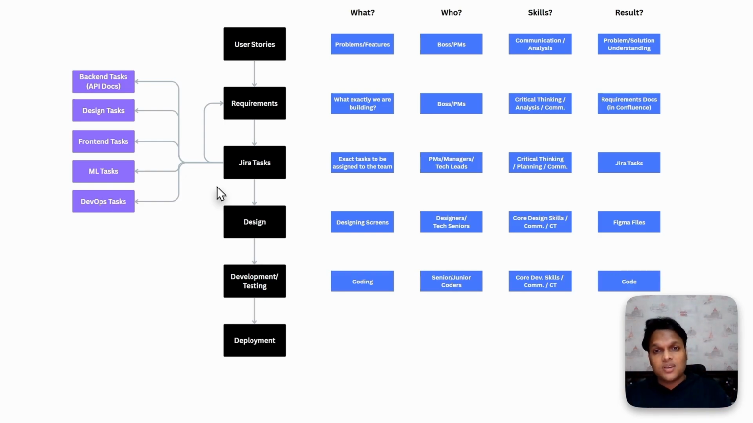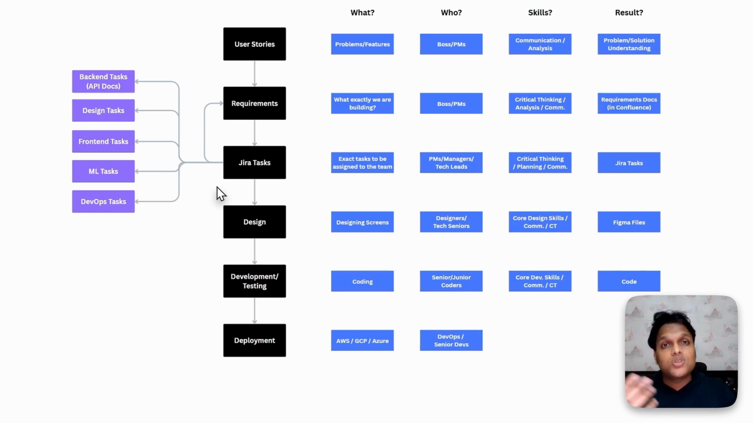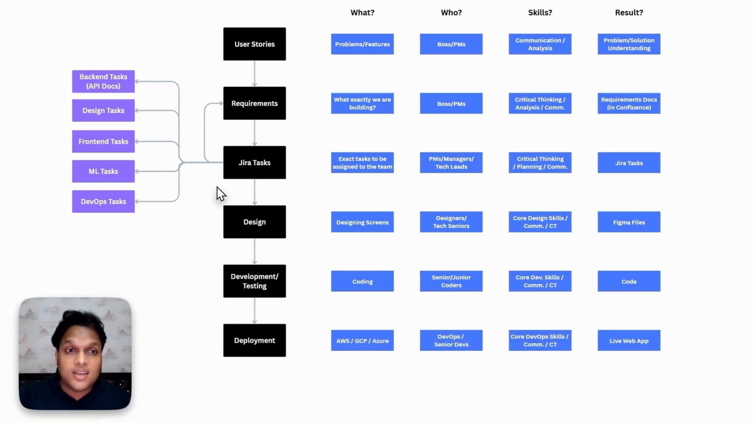Next is deployment. For deployment, we are basically deploying the produced code on some AWS, GCP, or Azure. Who is responsible? Mostly DevOps and senior devs. And you might be wondering why a senior dev, front end or back end, is required. Because they have to sync up with the DevOps team. They have to analyze, okay, which environment variables are there, and how we are planning to host it, where, what are the resources, what is the status of the current tasks. So all of this is required. And the skills again are core developer skills, core DevOps skills, communication, and critical thinking. So communication is always there. Then you get the live web app.